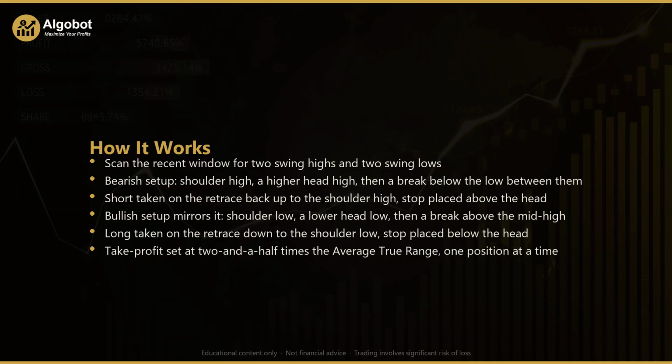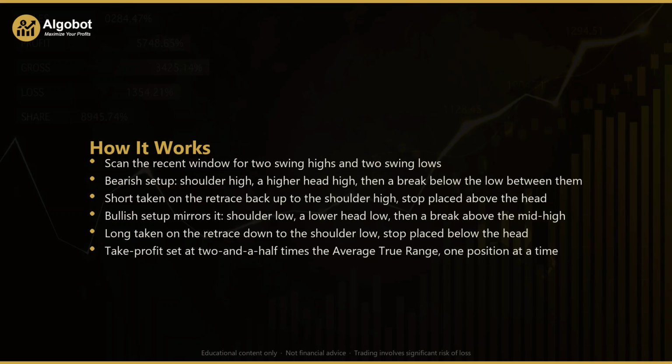Consider the bearish version first. The strategy labels the newer of the two swing highs as the head and the older one as the left shoulder. For a valid bearish Quasimodo, the head must sit higher than the shoulder. The strategy then finds the lowest low between the shoulder and the head and checks whether price has since closed below that level. That closing break is what we call a break of structure, and it's the signal that the prior up move has likely failed.